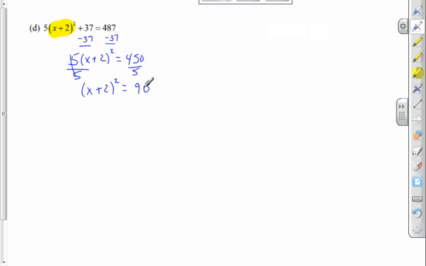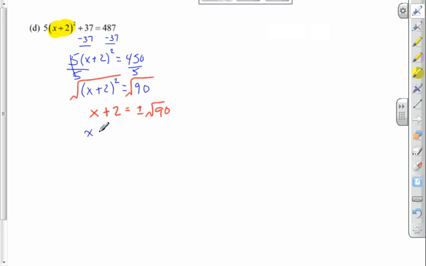Now, 90 is not a perfect square. So unfortunately, it will come out to be irrational. We'll have to work through the simplest radical form process. But this is some good news over here. x plus 2 squared is a perfect square. Its square root is x plus 2. Remember to extract both roots when taking the square root of the right side here. So we end up with x plus 2 is equal to plus or minus square root of 90.